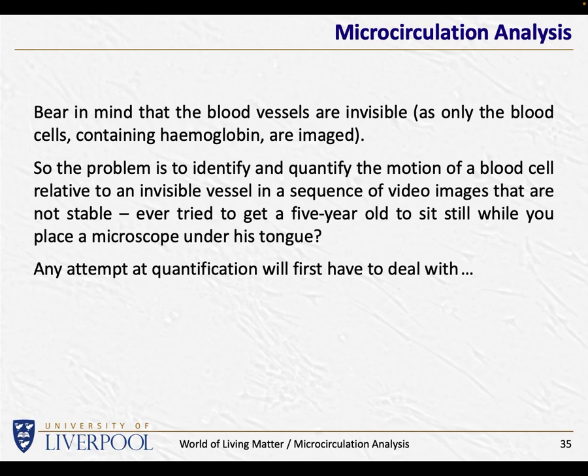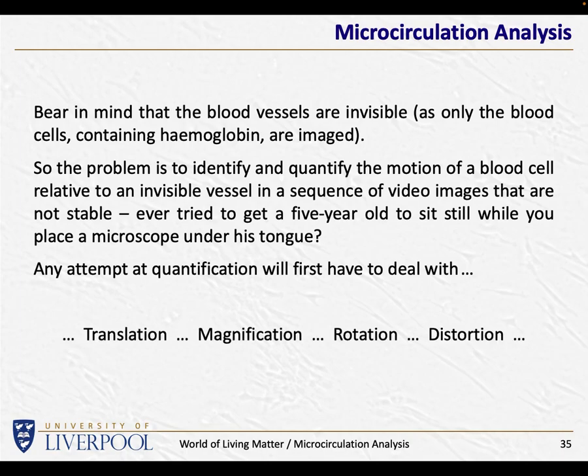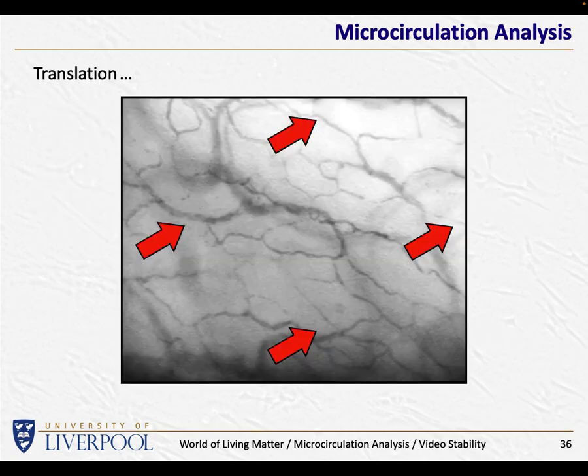So, any attempt to quantify, let's find this blood cell and work out how it's moving, has to take into account the fact that the video itself is unstable, but let's try and work out how fast that blood cell is actually moving. You have to take into account the fact that the microscope might be suffering from movement or changes in magnification. In other words, the entire field of view might move slightly because either the person holding the microscope might move or the person might move the tongue. You can't anesthetize the person because that changes the blood circulation. So they have to be alive and awake and alert. Have you ever tried to keep your tongue absolutely still for 30 seconds? Essentially impossible. So it's possible that the microscope moves relative to the tongue.